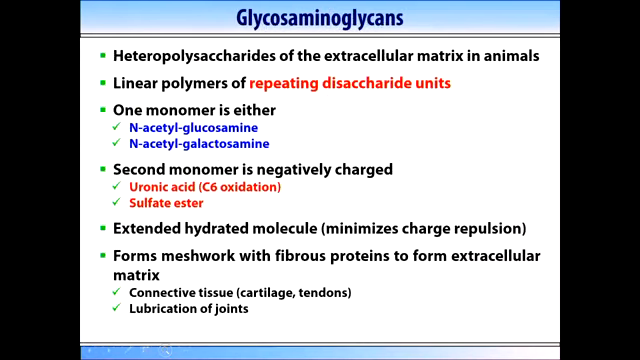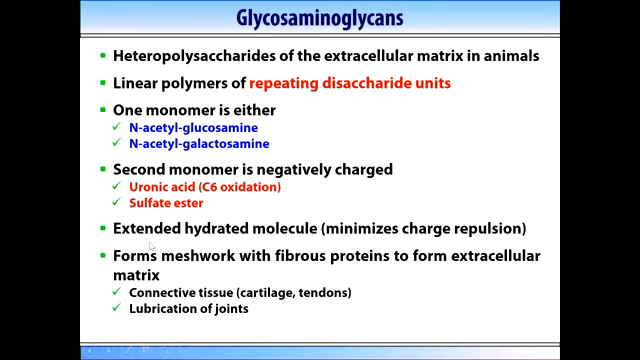So we just go very quickly over a few more conjugates of sugars. One is called glycosaminoglycans. These are heteropolysaccharides of the extracellular matrix in animals. They are linear polymers of repeating disaccharide units. Usually one monomer is either N-acetylglucosamine or galactosamine, and the other is either a uronic acid, which is a sugar oxidized at its sixth position, or a sulfate ester of a sugar.